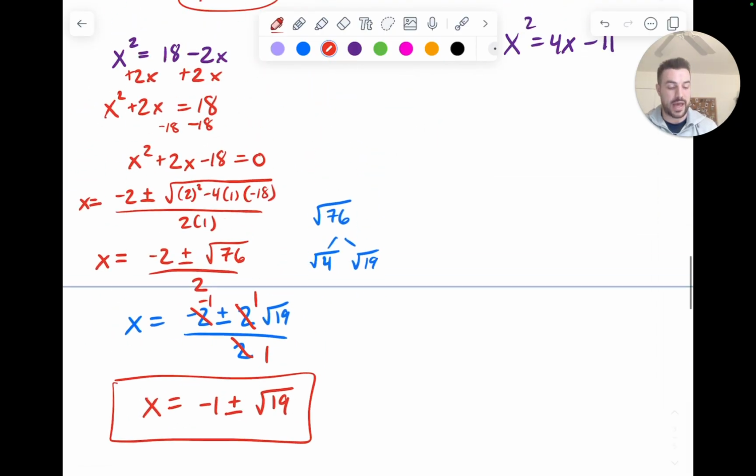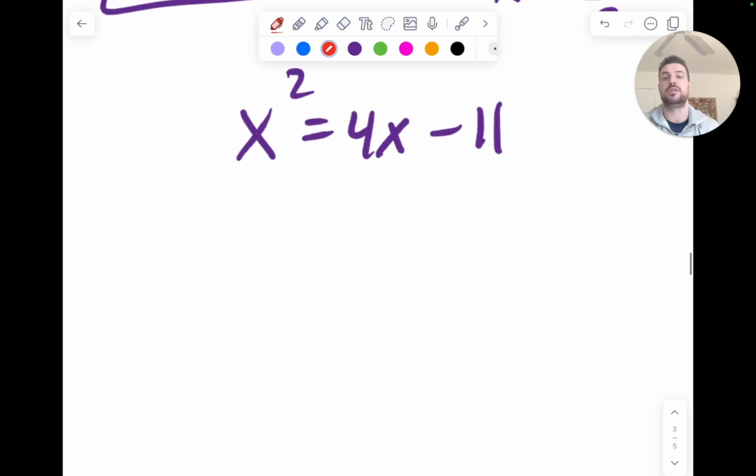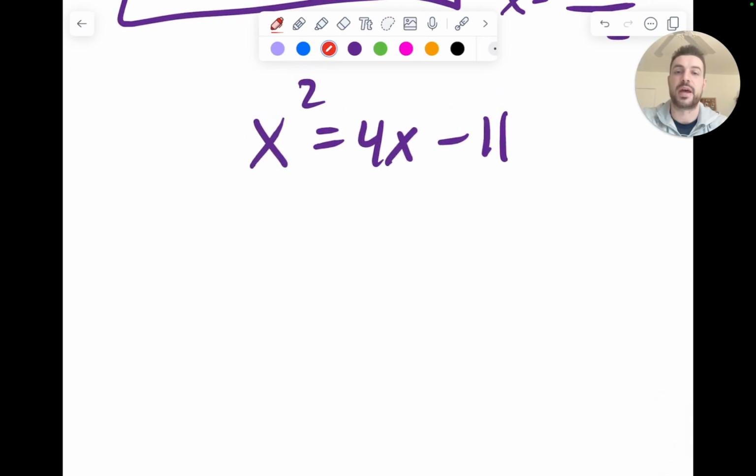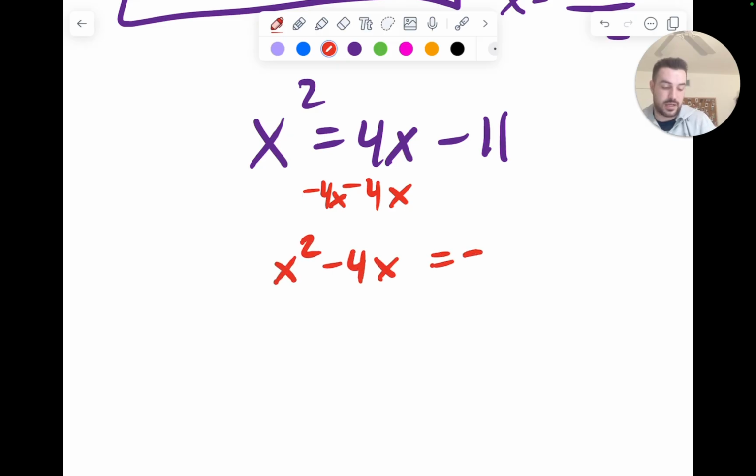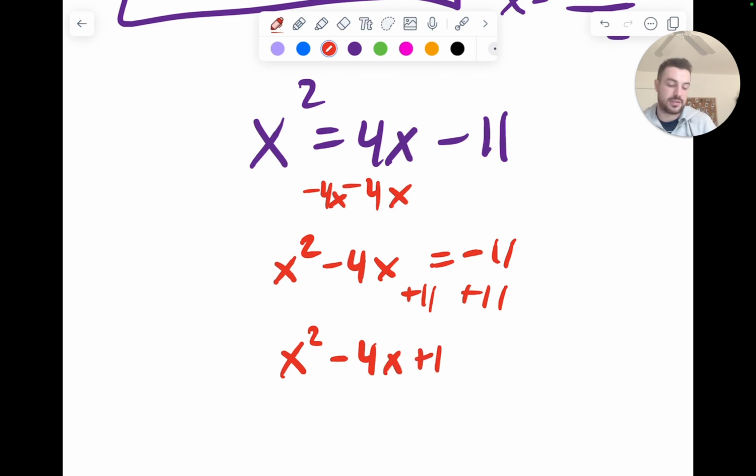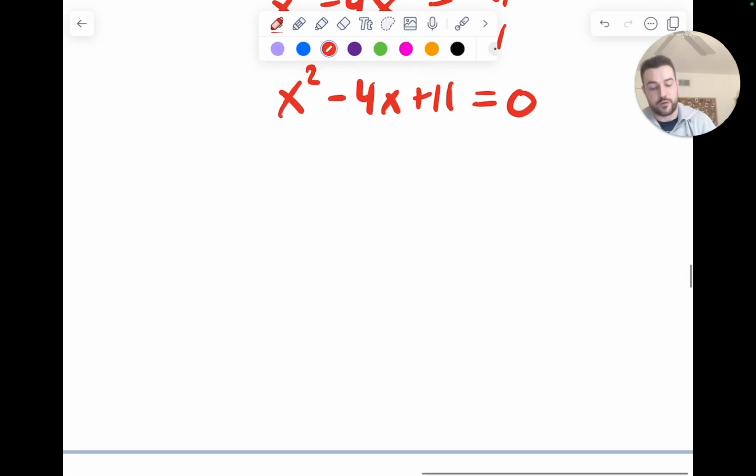Now, we do have one more situation, and it's a problem like this. X squared equals 4x minus 11. If I move everything to one side, we get x squared minus 4x equals -11. And then x squared minus 4x plus 11 equals 0. Let's use that quadratic formula.